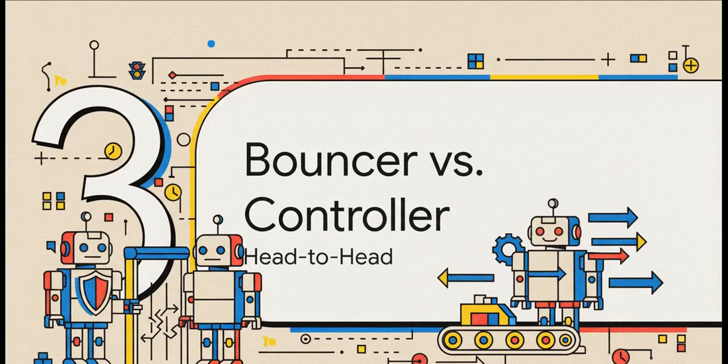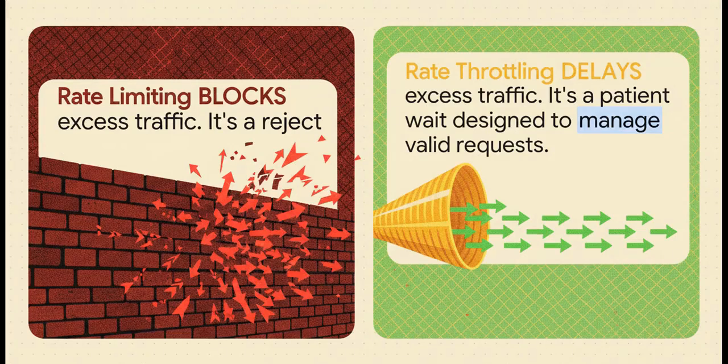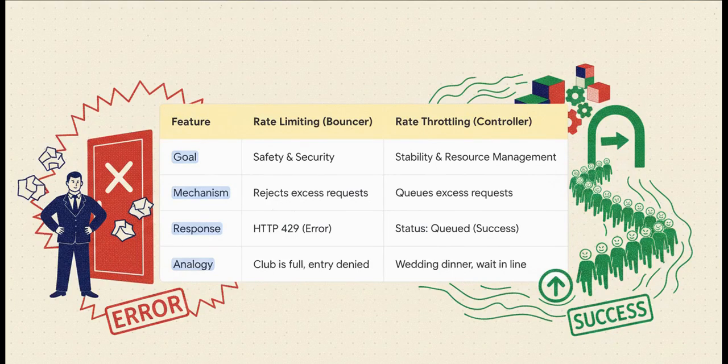Okay, so we've met the bouncer and the controller. Let's put them in the ring side by side for a little showdown. This is where it all clicks. If you boil it all down to just one idea, this is it. Limiting blocks, throttling delays. One is a brick wall, the other is a waiting room. That's the fundamental difference. And this comparison makes it super clear.